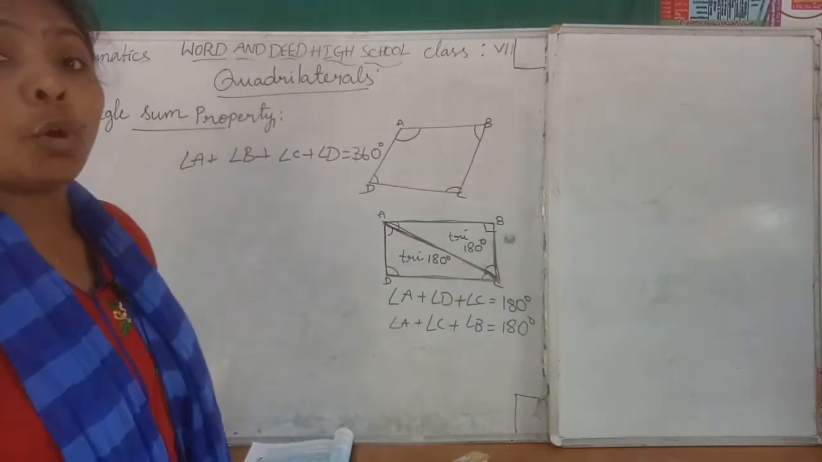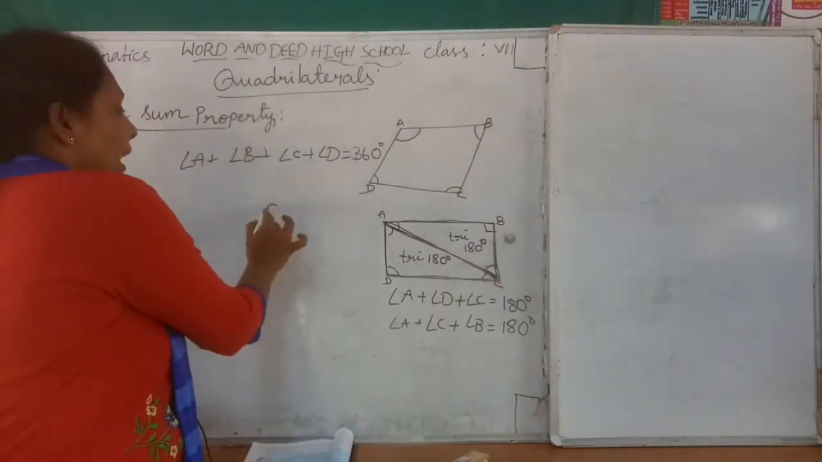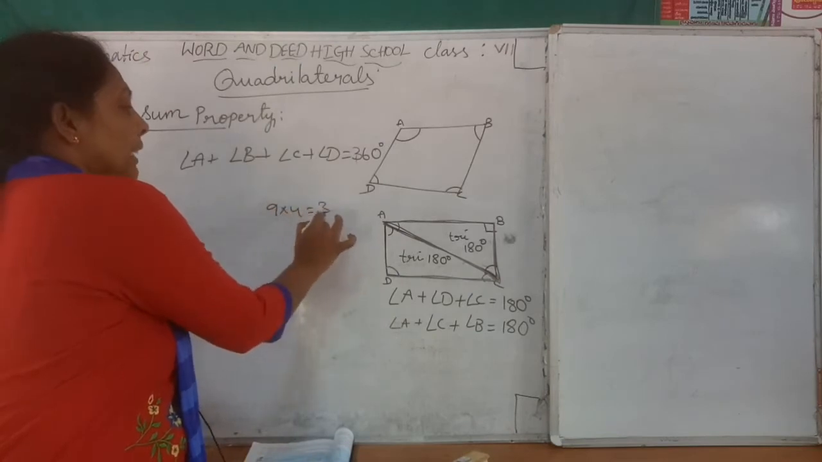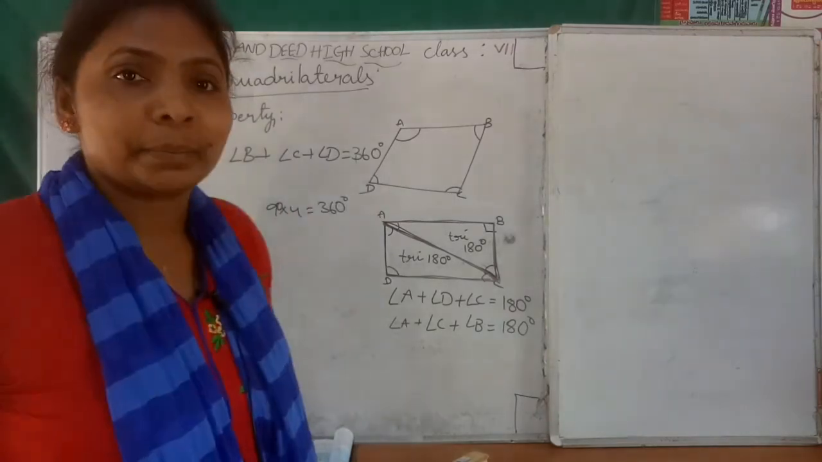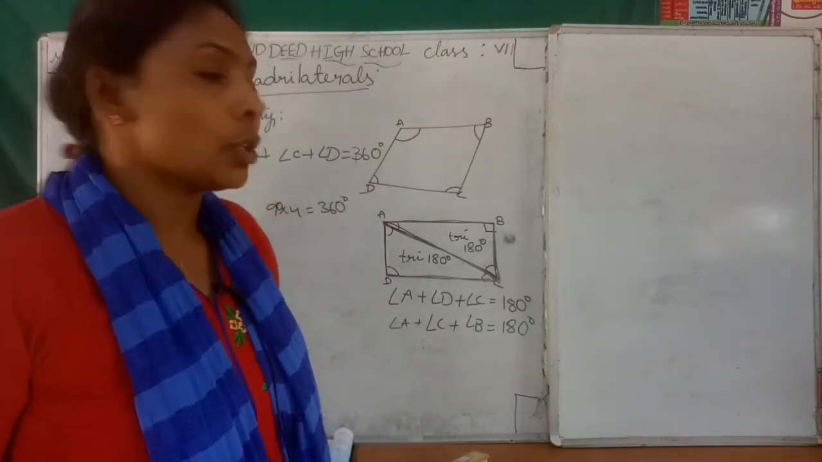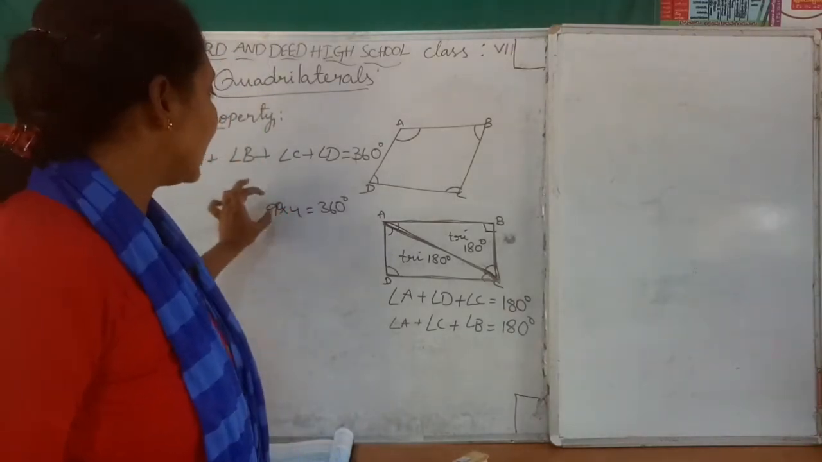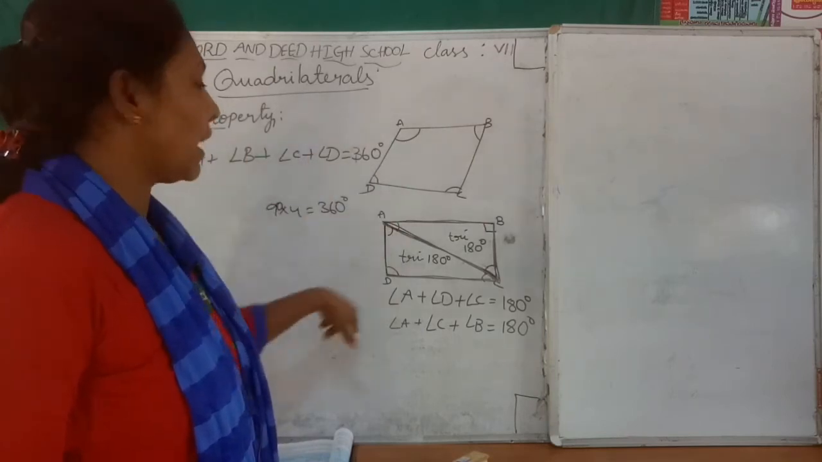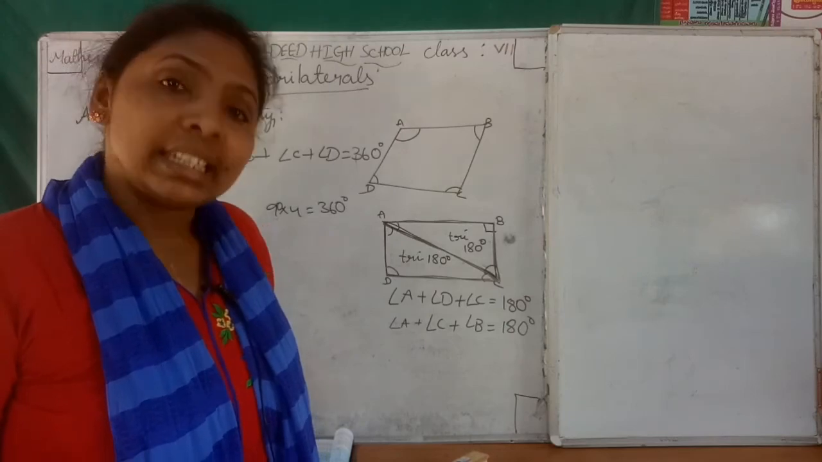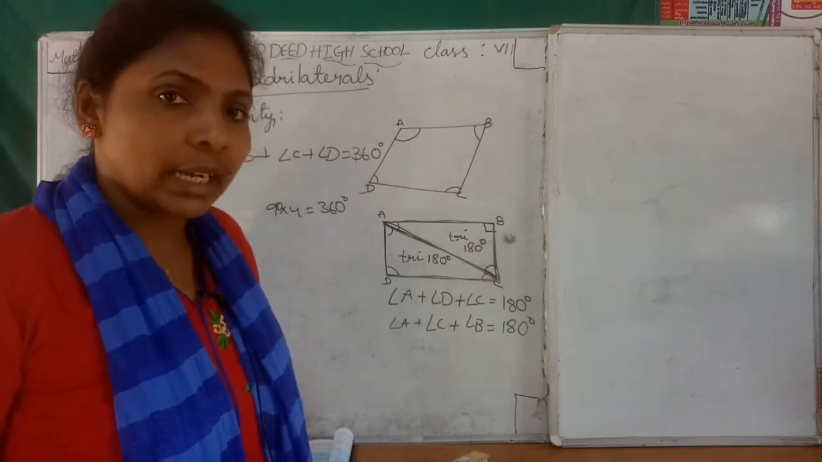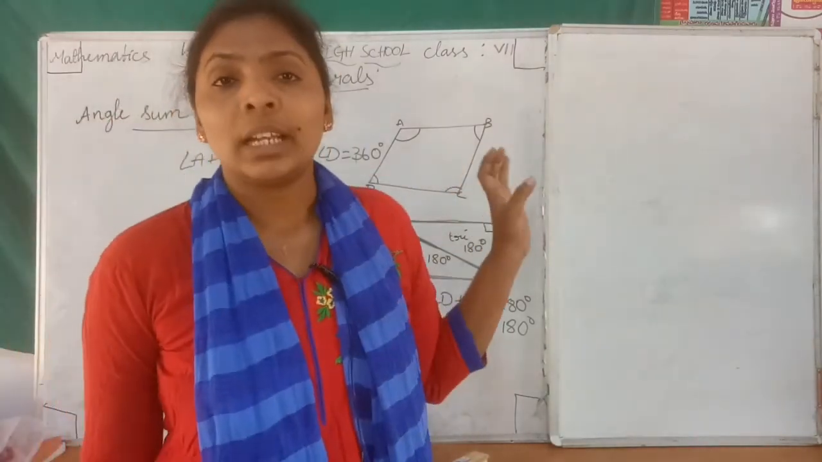So overall 4 angles 90 degrees means 9 4s are 36. That means 90 4s are 360 degrees. Yes, children. So 90 degrees, 4 angles we have. So totally we have 360 degrees. Understood, children? So any type of quadrilateral we can take.